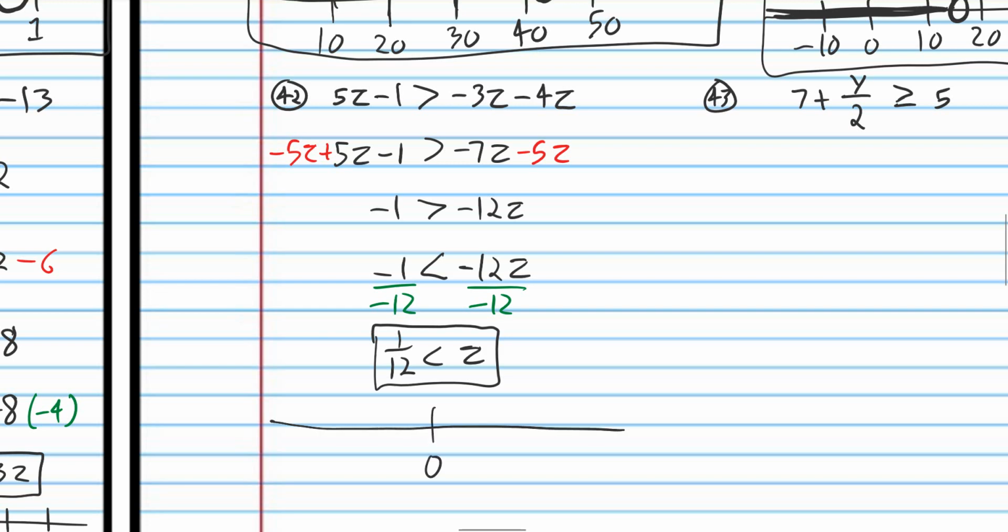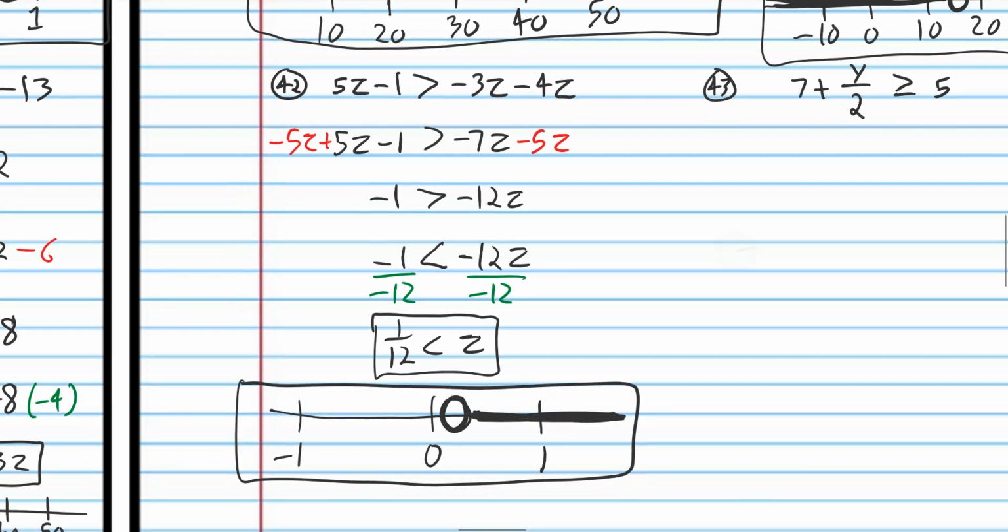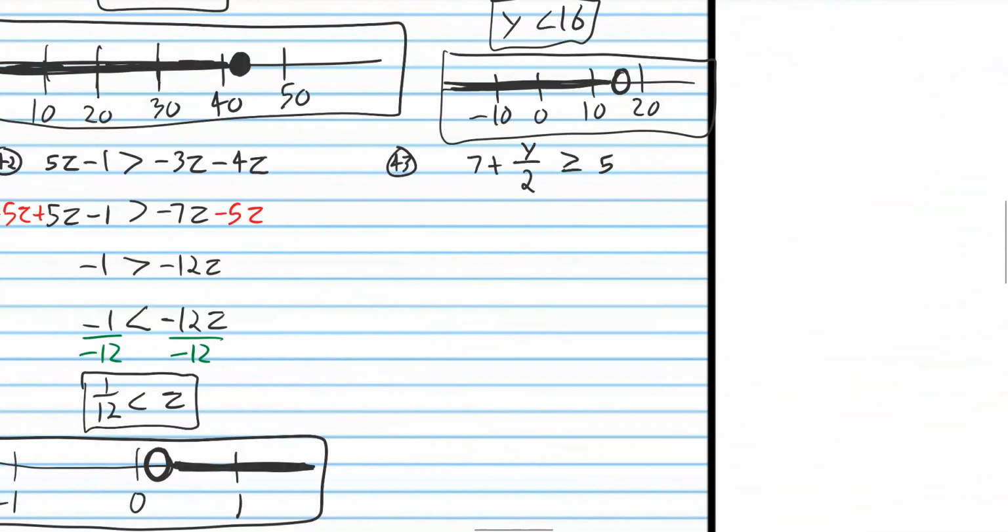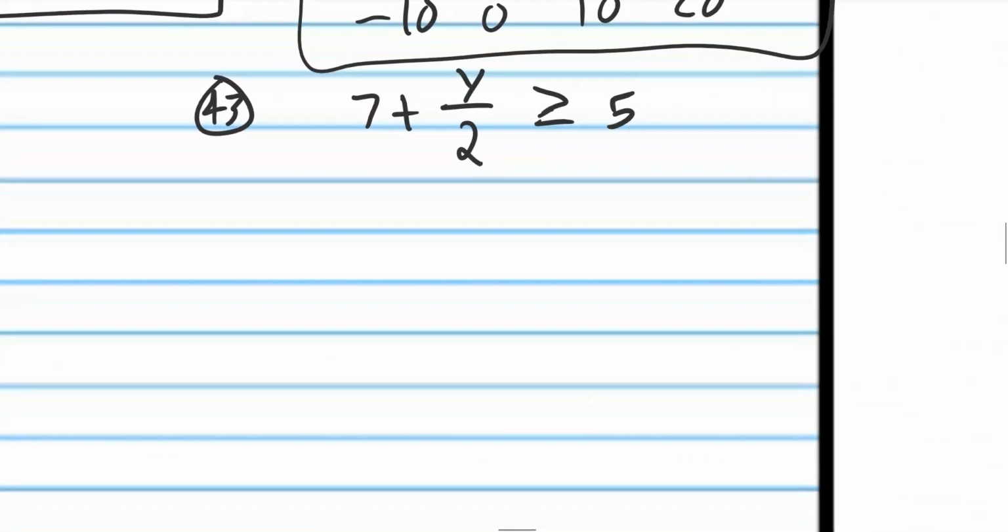So we're kind of pressed for time here, so I'm just going to graph this quickly. 1/12 would be about here, very close to 0. And z, Pac-Man wants to eat the bigger numbers, so z is greater than. So you're going to shade this region over here. So if you got that graph, good job. All right, try number 43, and when we're done, we'll do it together.